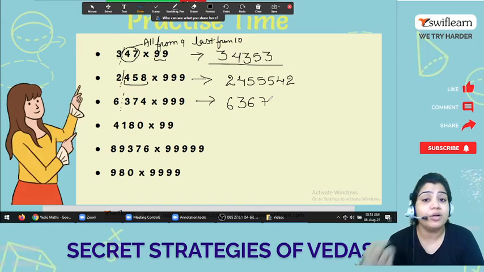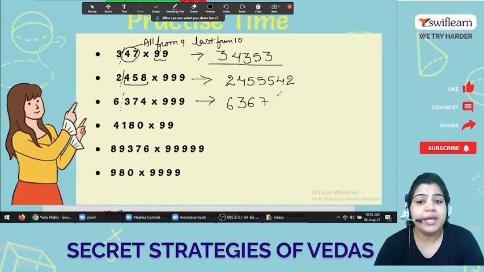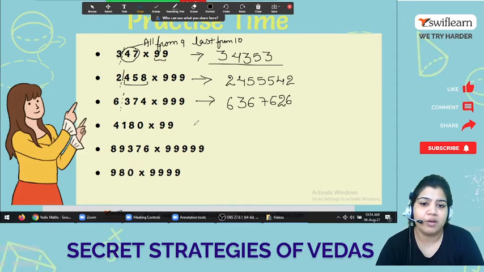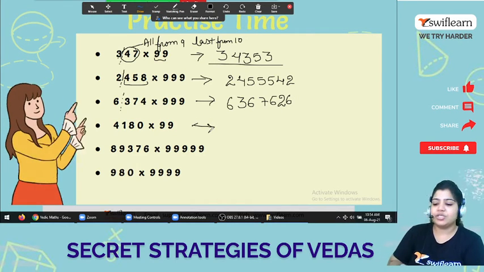And for the right part you are going to apply all from 9, last from 10. 9 minus 3 is 6. 9 minus 7 is 2 and 10 minus 4 is 6. This is your answer. So practice.